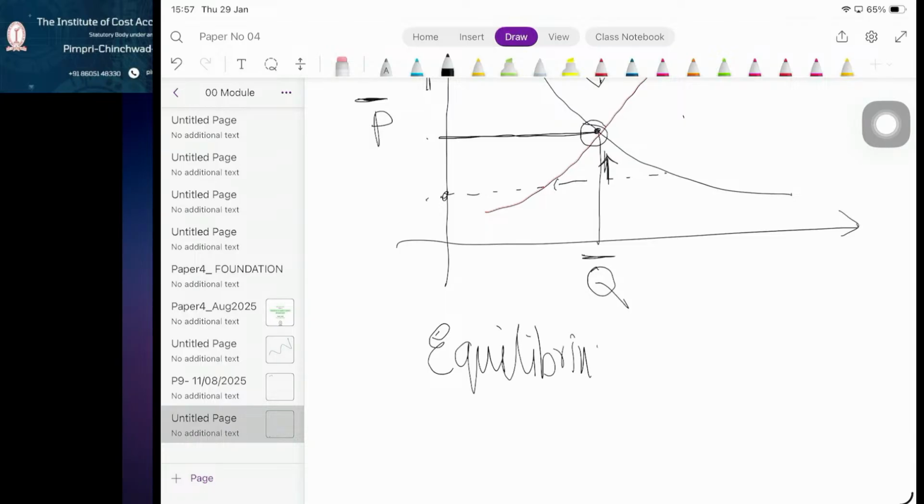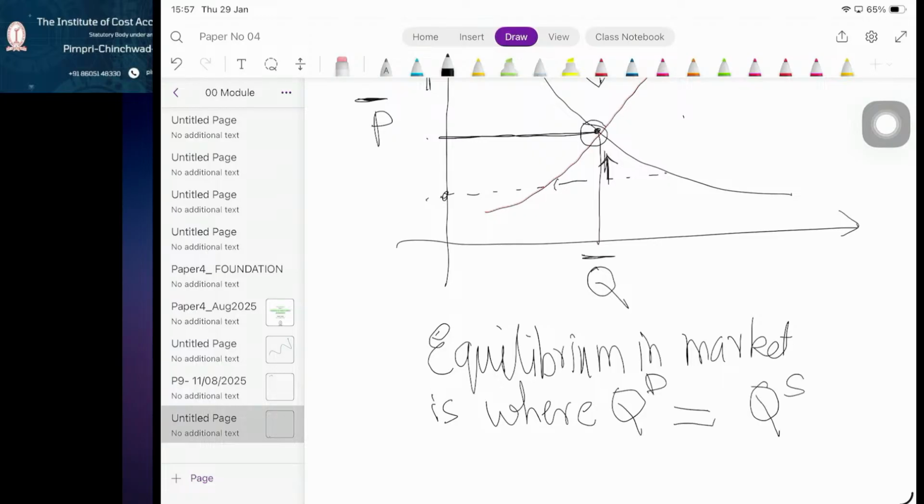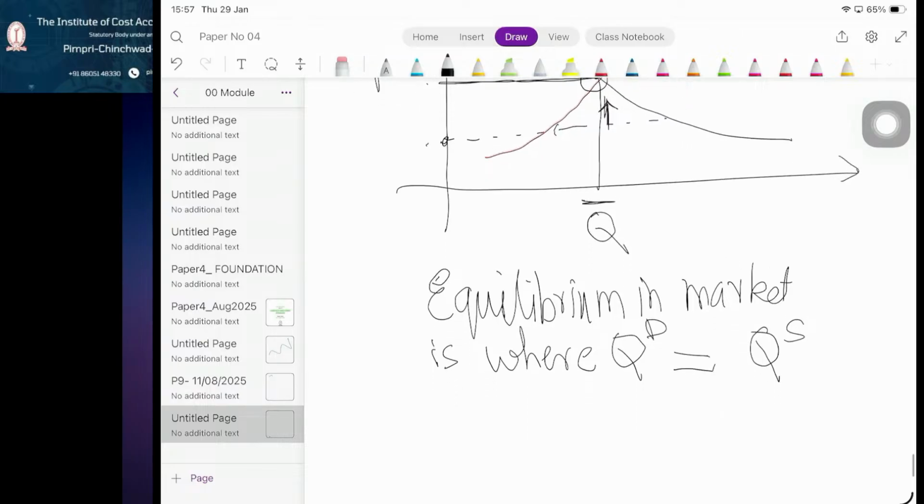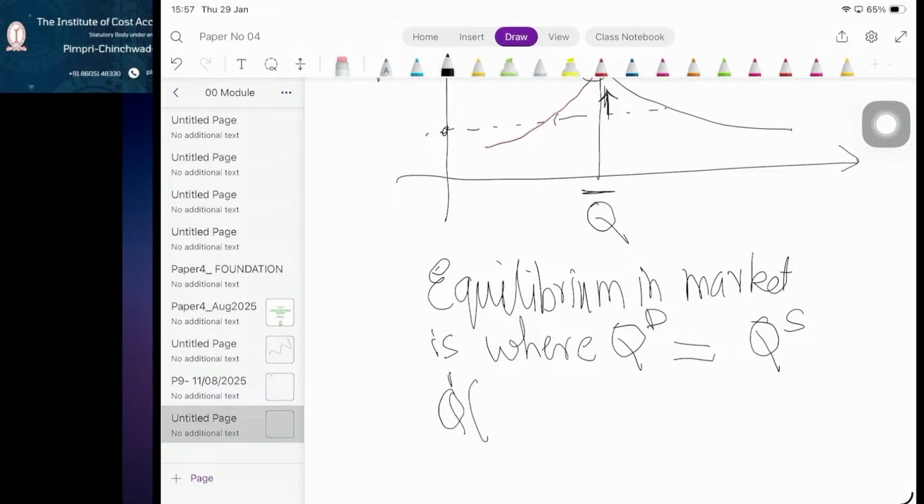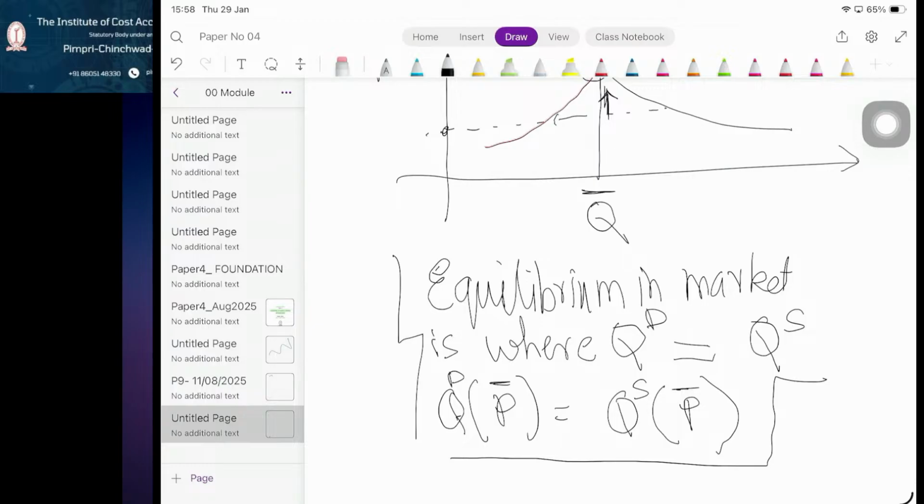So that is the equilibrium. Equilibrium in a market is where quantity demanded equals quantity supplied. Let me write it like this: Qd when the price is P dash is equal to Qs when the price is P dash. Quantity demanded equals quantity supplied. This is called the equilibrium in the market.